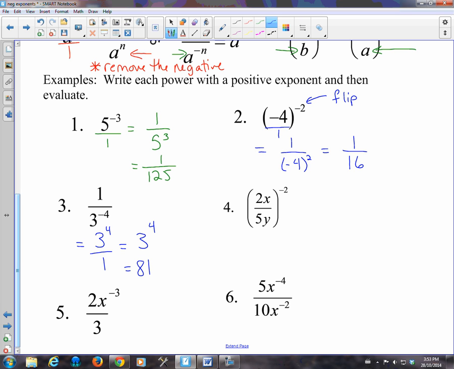We keep going with a little bit more difficult questions each time. If I start with a fraction, the number that's on top will flip to the bottom. So I'll have 2 to the x. And the number that's on the bottom will flip to the top and make the exponent positive. And then I would evaluate. So I would square everything in the top and square everything in the bottom. So I'd have 25 y squared over 4 x squared.